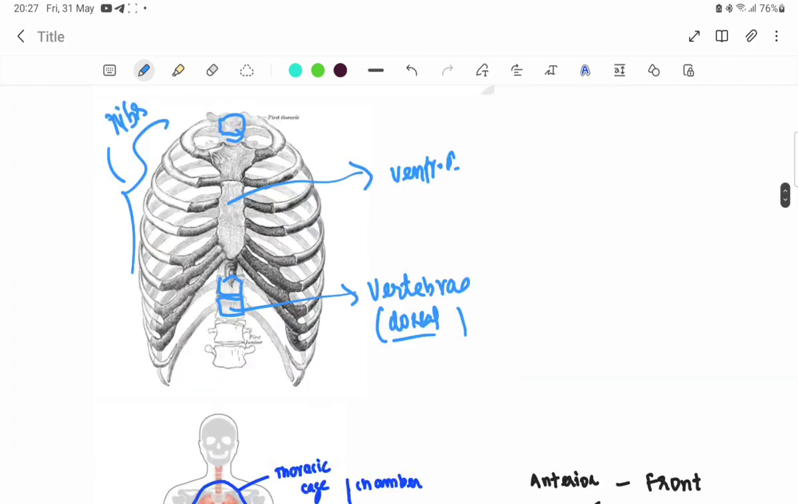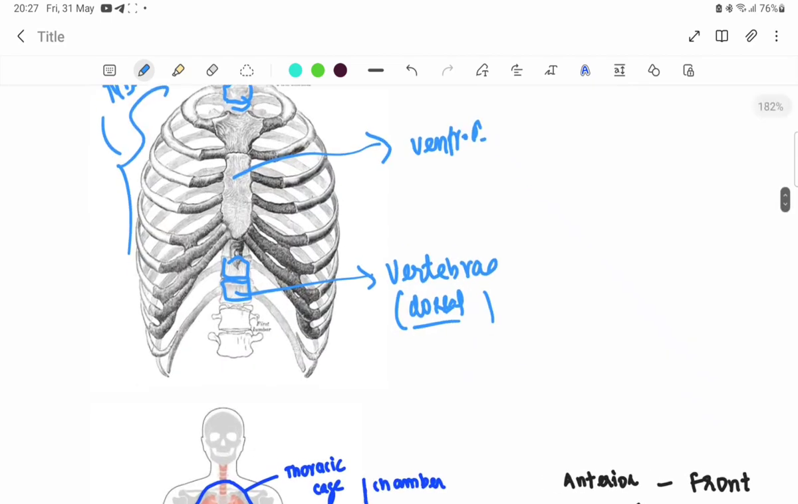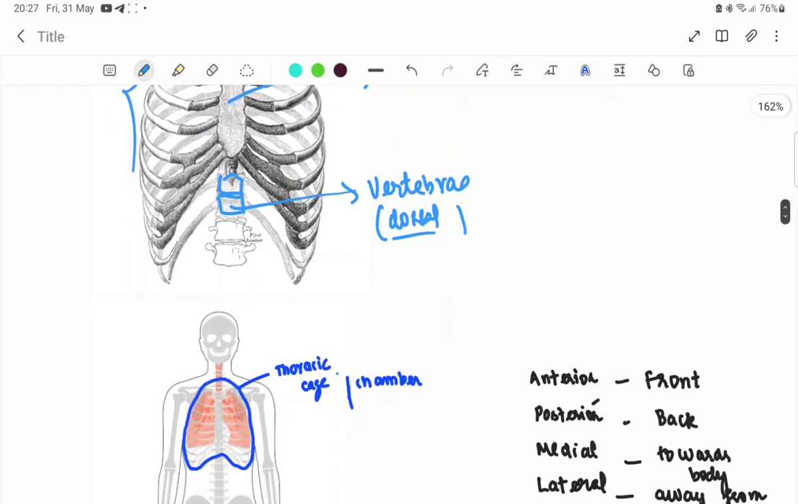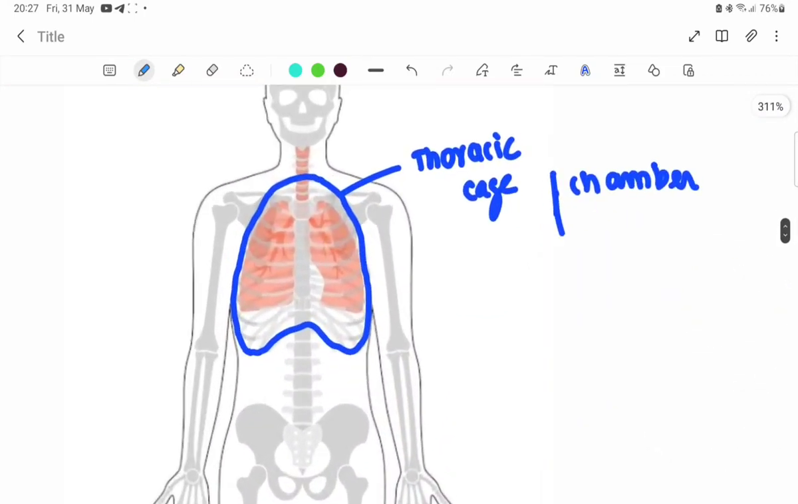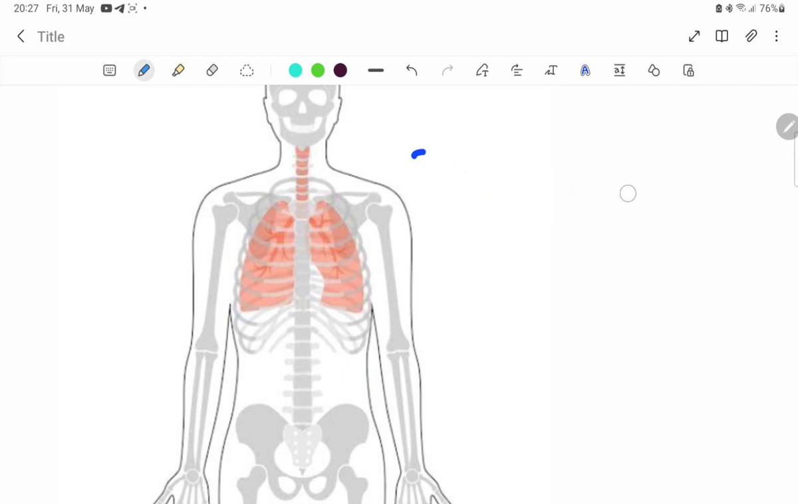Okay, and one more relation I want to talk about here. Inside this thoracic cage, just see this diagram. This is the thoracic cage. Inside it contains the lungs. A pair of lungs is there. For example, this is the lung. So this is the lower part of the lung.